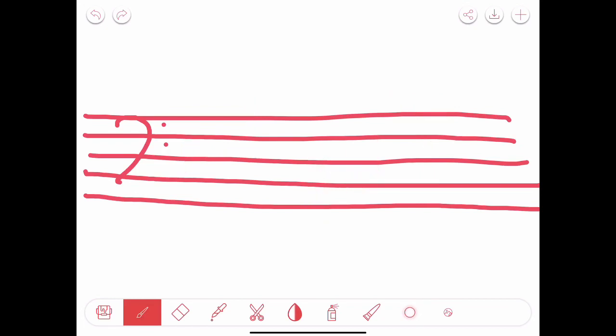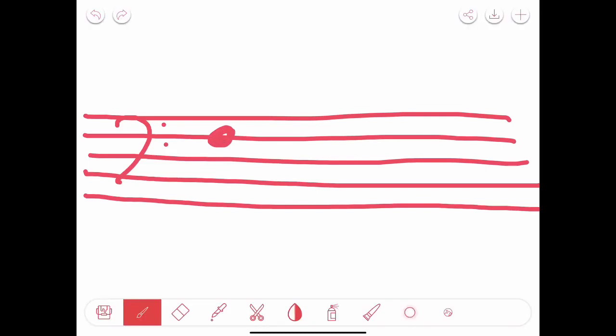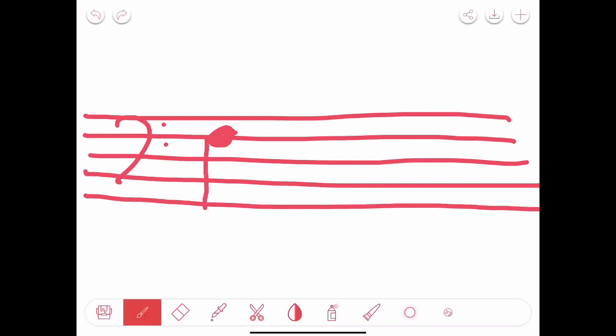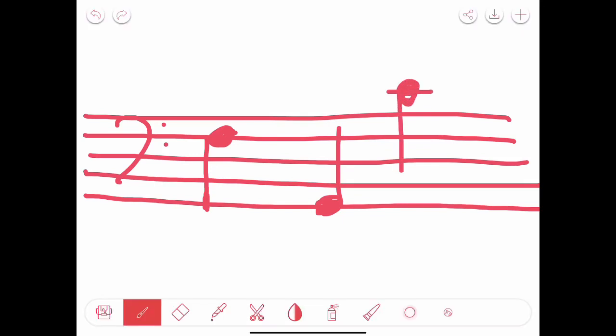Now here is how you draw notes. They usually are ovals. Here is a stem, and the stem goes to the octave of the note. You don't need to count, but approximately that long. This is how long it needs to be. So if it's like here, it needs to go down here. That's approximately how long it goes.